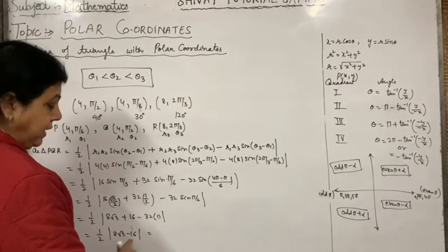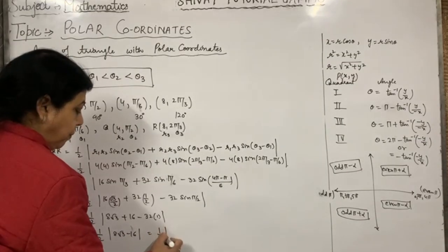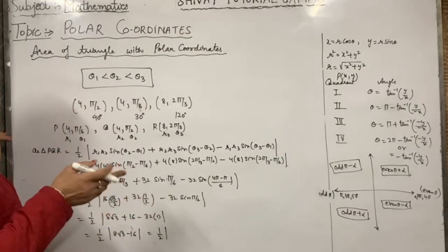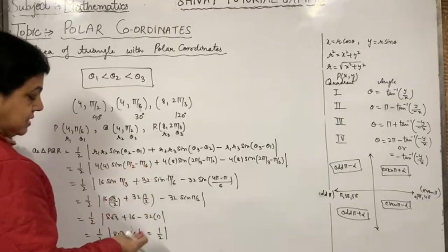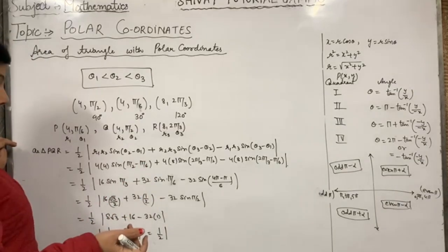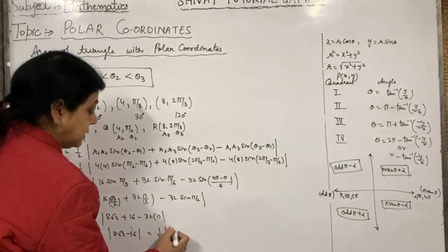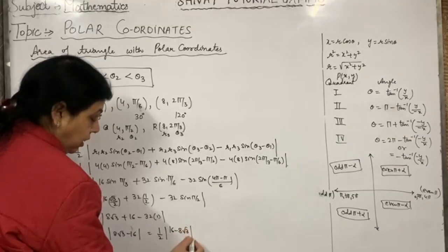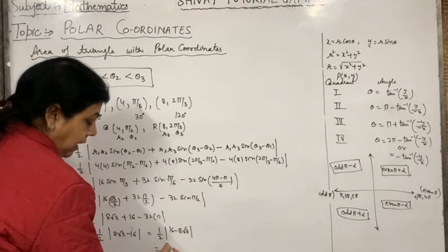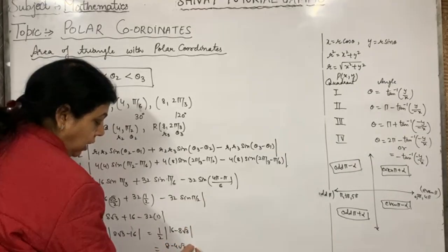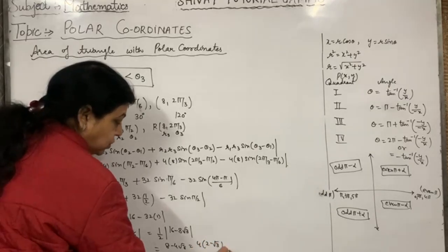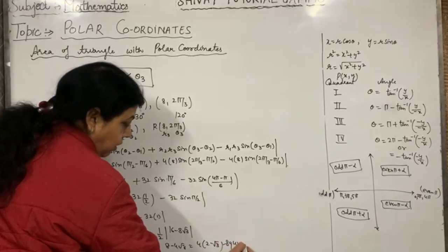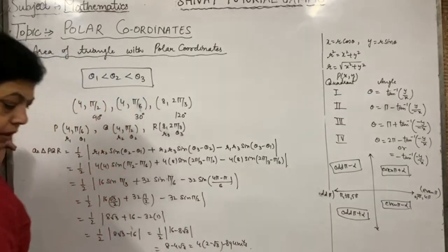Root 3 is 1.73. So if we multiply 8 with root 3, it will be less than 16, and area can't be negative. Therefore, we will take 16 minus 8 root 3. This will be 8 minus 4 root 3, taking 4 common, 4 times 2 minus root 3 square units. This will be your answer. Clear?